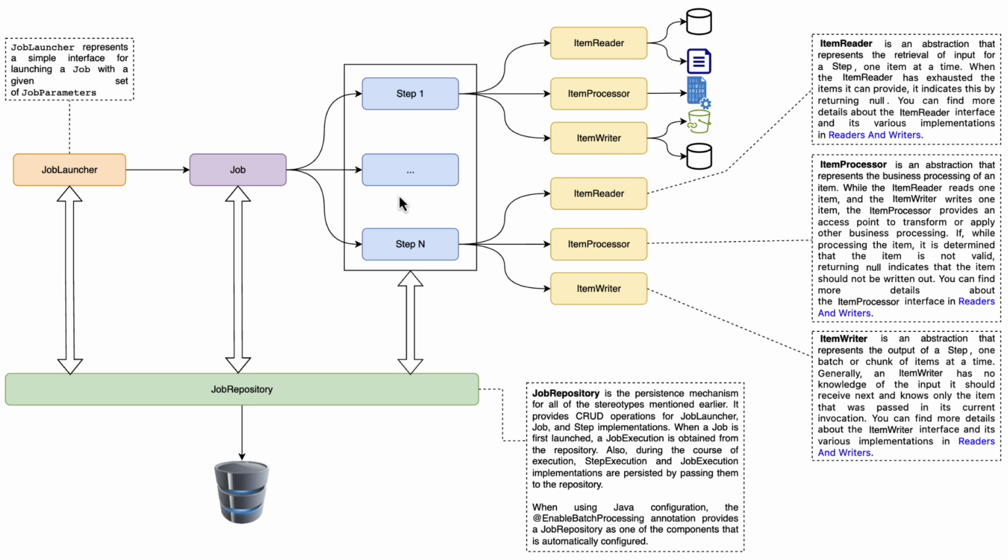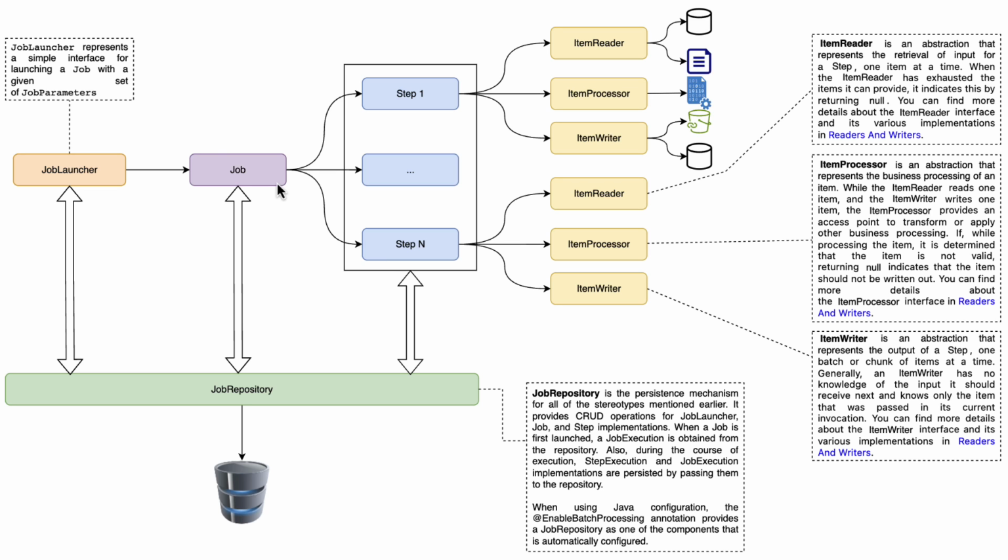And all these three parts, JobLauncher, job, and the steps, they communicate with the job repository. So the job repository is the persistence mechanism for all of the stereotypes mentioned earlier. It provides CRUD operations for JobLauncher, job, and step implementations. When a job is first launched, a job execution is obtained from the repository. Also, during the course of execution, step execution and job execution implementations are persisted by passing them to the job repository. When using Java configuration, the @EnableBatchProcessing annotation provides the job repository as one of the components that is automatically configured. So this is the global overview of the batch architecture.